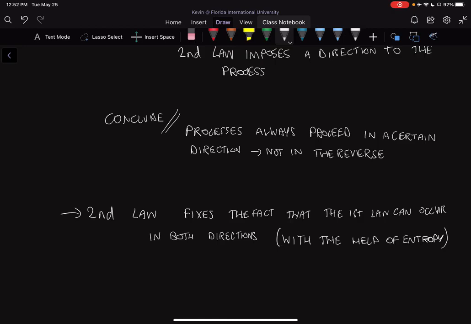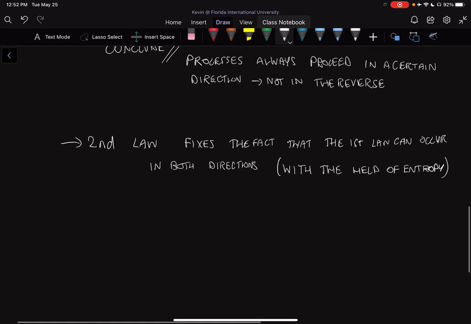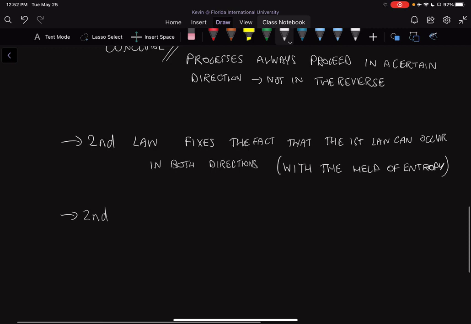The second law is also concerned with the quality of energy.